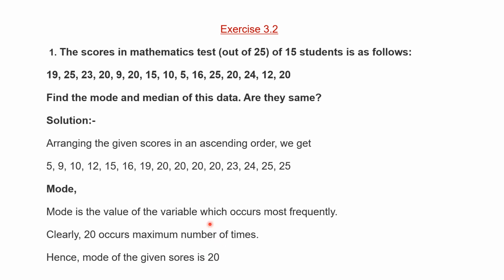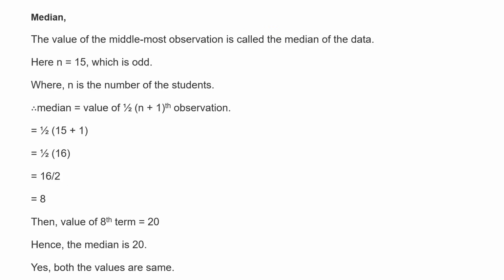Clear? Next, what did they ask? Median. So median means the value of the middle observation. Again, we'll use the second method. How many observations are there? 15. 15 students' marks, no? So is 15 odd or even? It is odd. So what we have to do? We have to use this formula: (n+1)/2 th observation is the median.